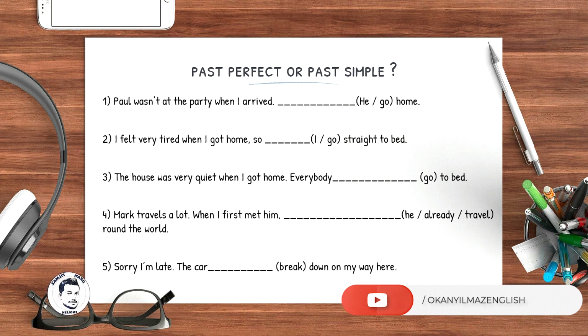Paul wasn't at the party when I arrived. Okay, Paul wasn't at the party when I arrived. He had gone home. This is the first action that he did. This is the second action that he did.